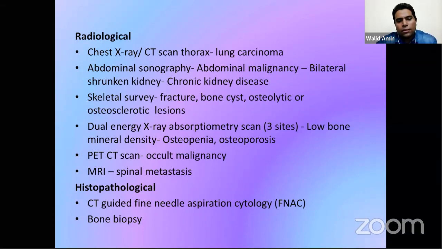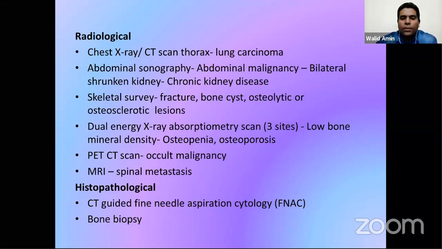We can use the dual energy X-ray absorptiometry scan for the 3 sites in the body to detect low bone mineral density. We can use PET scan for occult malignancy or malignancy of unknown origin, and MRI can also be used for spinal metastasis. Of course, we need to do histopathology. This can be done by CT-guided fine needle aspiration cytology, and also by open bone biopsy.